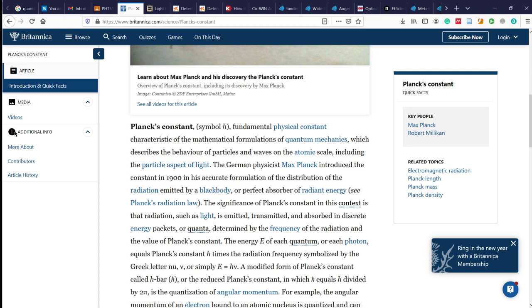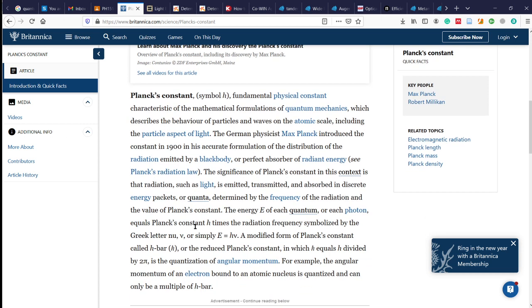Later on, Einstein's photoelectric effect proved that Planck was correct. Light has dual nature. One is wave, another is particle. In terms of particles, light is termed as photon. So if the photon has a frequency nu, the energy of the photon will be equal to h nu, where h is termed as the Planck's constant.